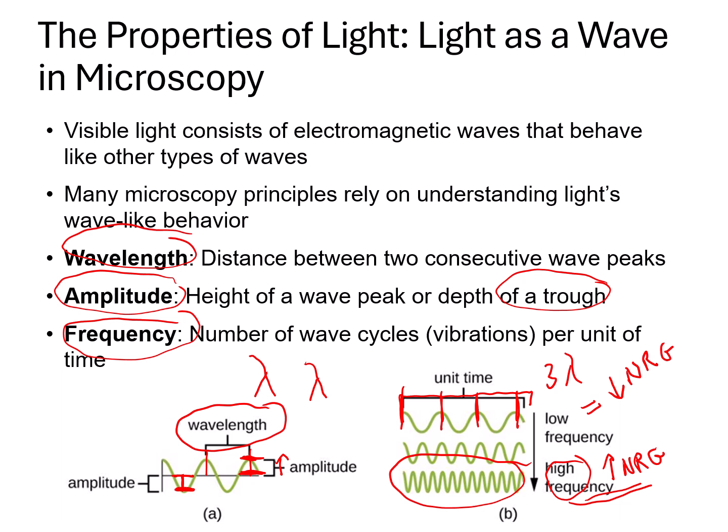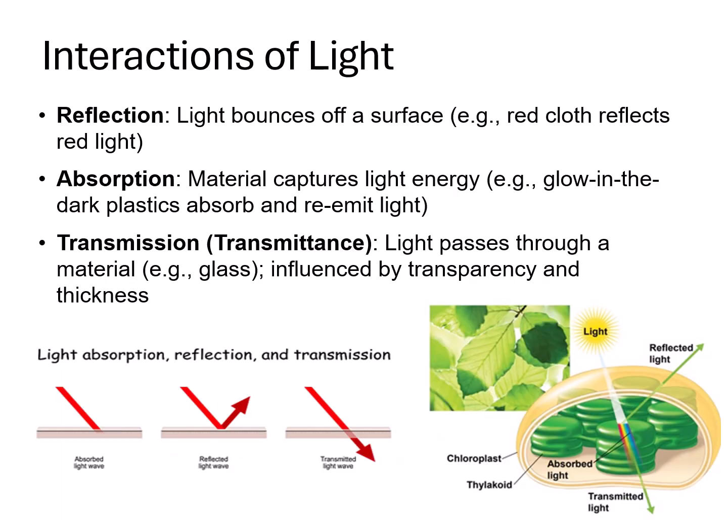So high frequency, high energy wavelengths would be things like maybe UV light or X-rays. So very strong, very high energy, things that you wouldn't want to get exposed to too often. Whereas low frequency waves would be things like microwaves, or what else? Radio waves. Those are some examples. Light waves can interact with things by being reflected, absorbed, or transmitted through the material.